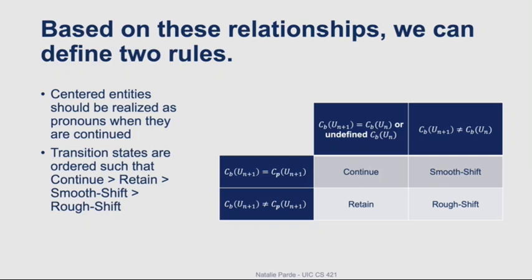Coherent discourses generally have lots of continue transitions and hopefully very few rough shifts. Specifically, the rules of centering theory indicate that continues are preferred to retains, which are preferred to smooth shifts, which are preferred to rough shifts. This follows the intuition from earlier that discourses that continue to center the same entity flow more nicely than those that repeatedly shift around to centering different entities.